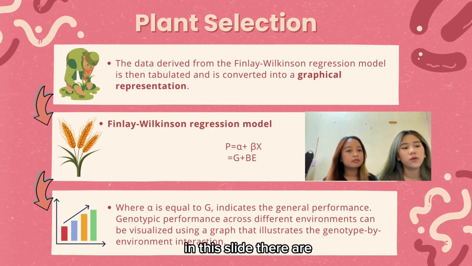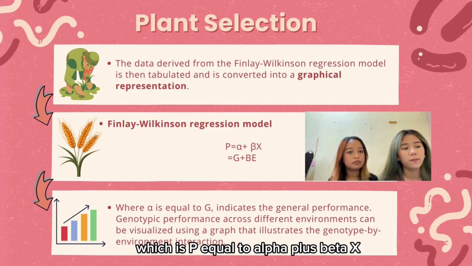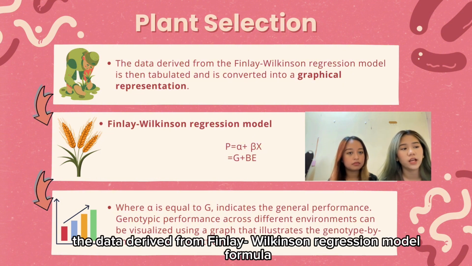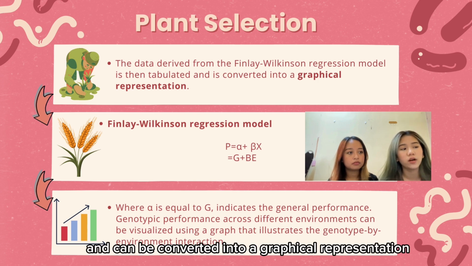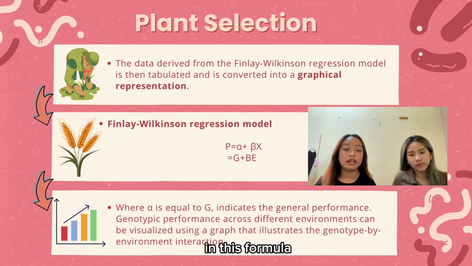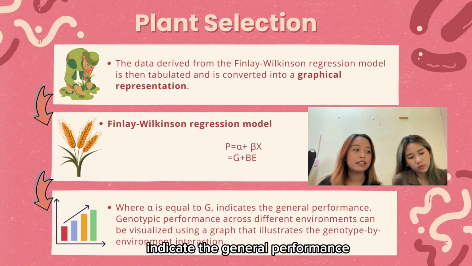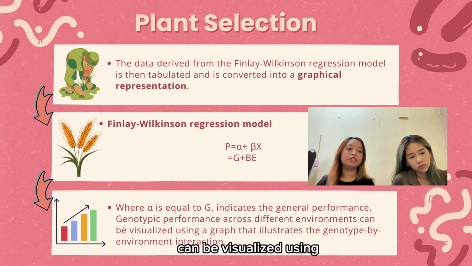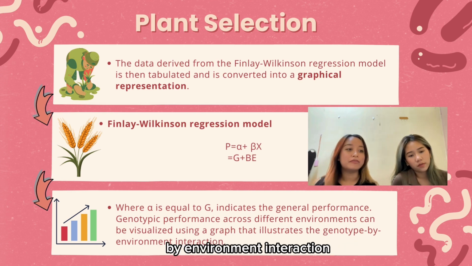In this slide, there is the Finlay-Wilkinson regression model formula, which is P equals alpha plus beta x. The data derived from the Finlay-Wilkinson regression model is then tabulated and can be converted into a graphical representation. In this formula, alpha is equal to G, which indicates the performance. Genotypic performance across different environments can be visualized using a graph that illustrates the genotype by environment interaction.